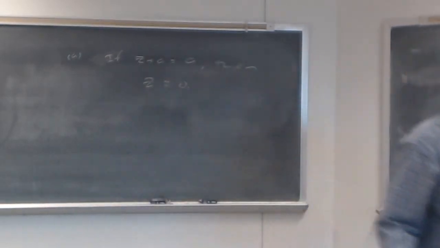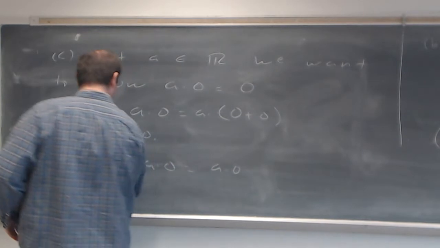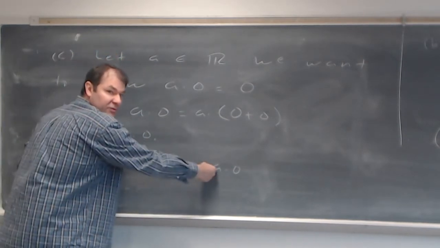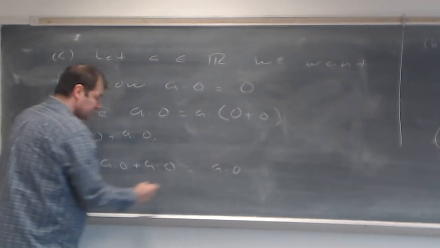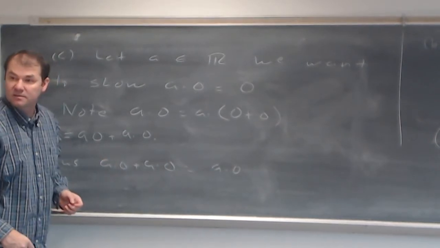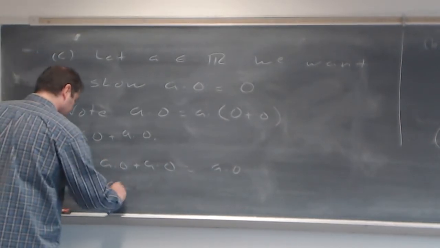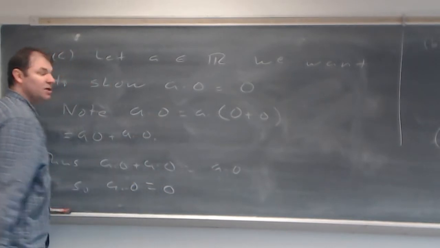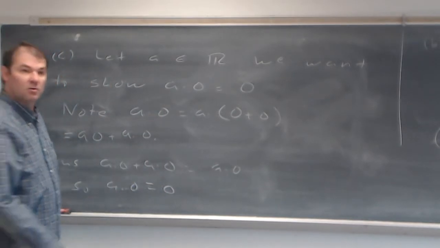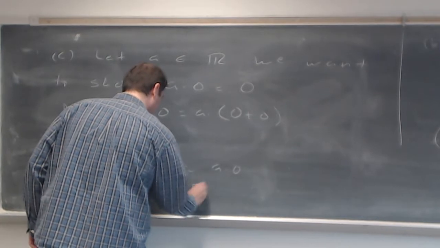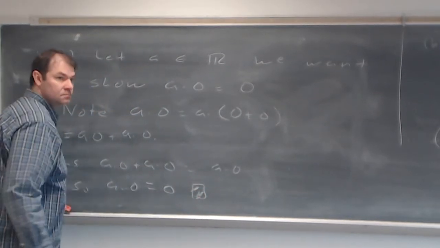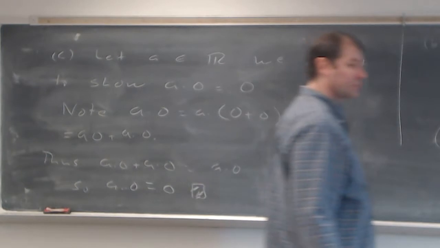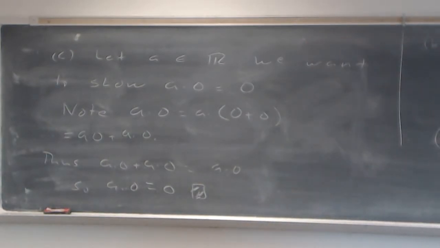Look what I've got right here in the proof of part C. I've got a first thing plus a second thing equal to the second thing. So what does that say? It says the first thing had to be 0, and I want to show A times 0 was 0. So that's the way of doing it. All right, so that concludes that proof. We'll give everybody a second to write this down.